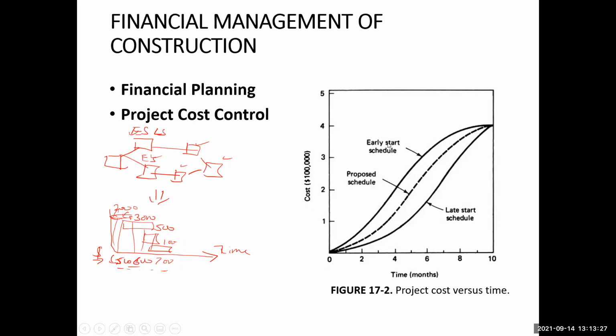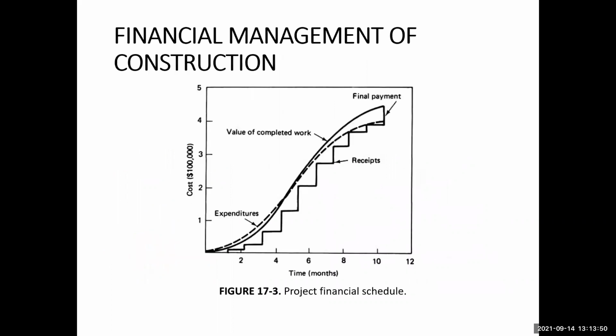So this shows that the critical path method, in consultation with the bar chart method, can create a project cost versus time curve, which may be very useful for evaluating where we are standing in the project. However, we use some other curves as well, such as this.